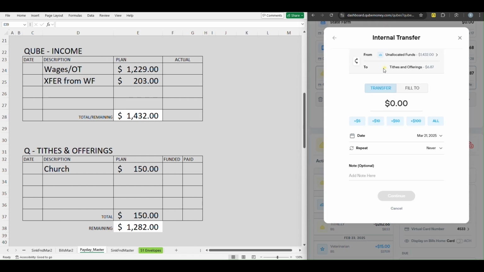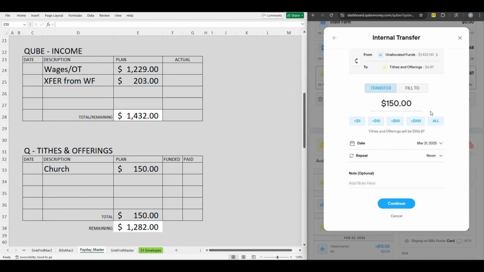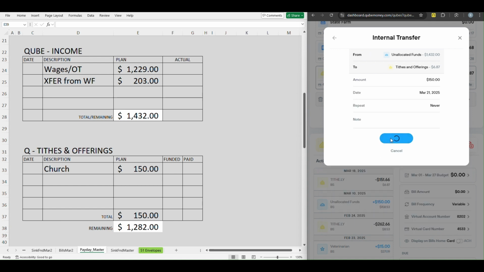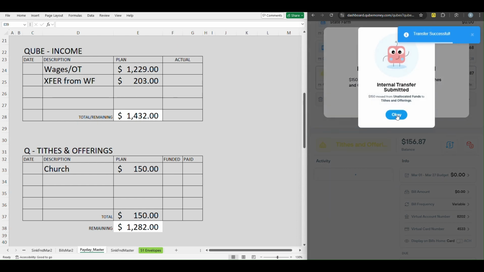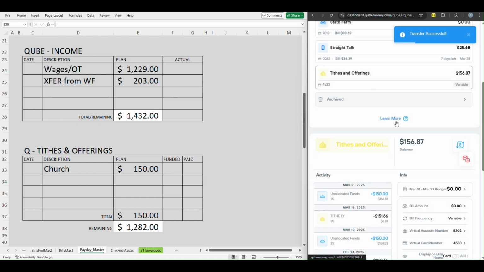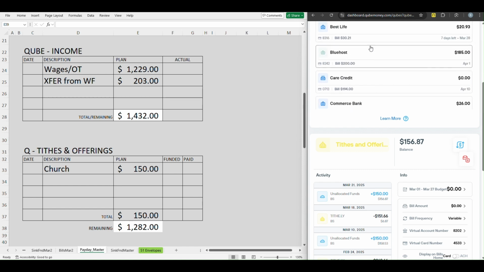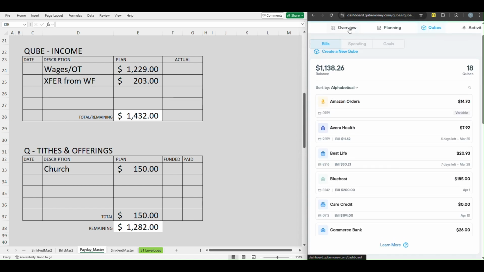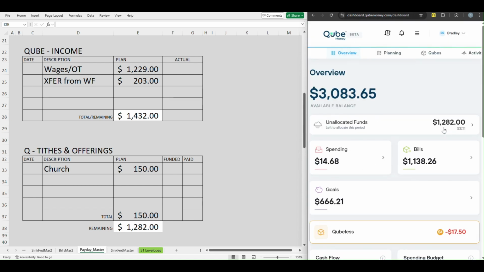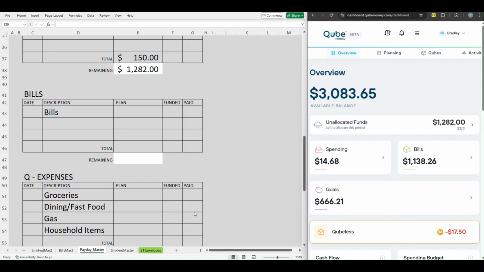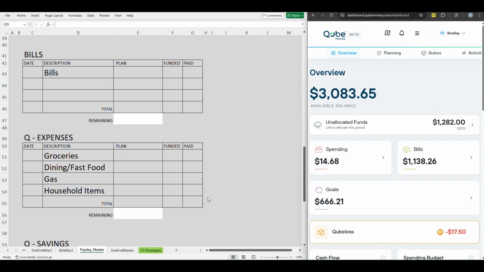And here I'm showing in my cubes, my tithes and offerings cubes, I'm taking 150 from the unallocated funds, putting it into the tithes and offerings cube. And so now it updates the totals. So now that my unallocated funds is there, it should be 1282, which matches what I have remaining, and that's how it'll work for all of the cubes going forward.